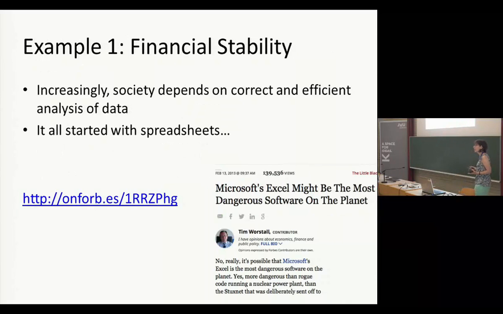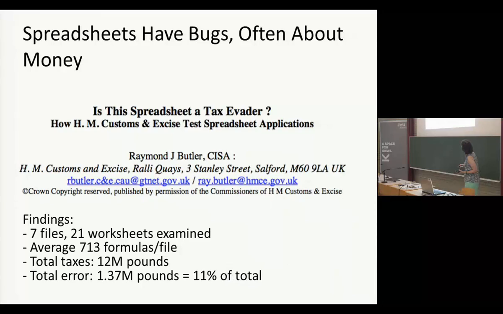Now I'm going to show you a couple of examples and discuss. I have two examples. One of them is finance, and we'll discuss the effects of programming language and programming language research. So we depend on correct and efficient analysis of data, and we use spreadsheets. Now, this is an article that was written in 2013, and it was published by Forbes, which is the business magazine in America, with the title "Microsoft's Excel might be the world's most dangerous software on the planet." Right, so it's not just me who thinks there's a problem here.